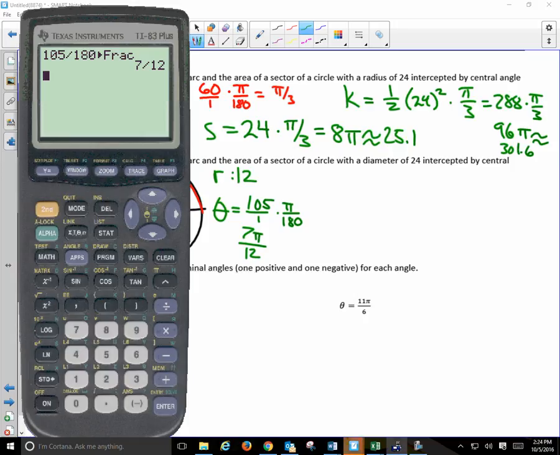So my formula for arc length is going to be S is equal to R, which is 12, times 7 pi over 12. What happens there? 12's cancel, you end up with 7 pi, which is approximately, let's see, 7 second pi is 21.99, approximately 22.0.